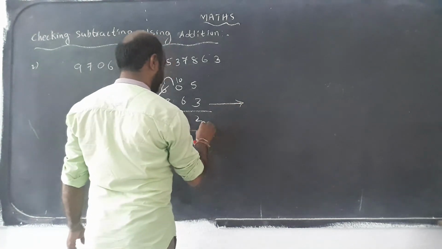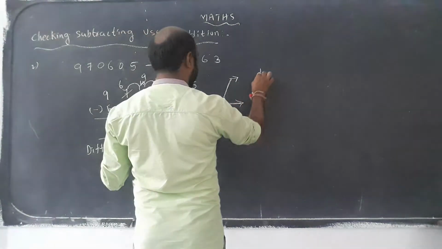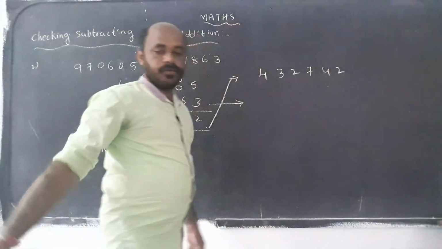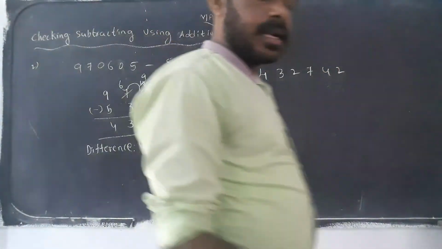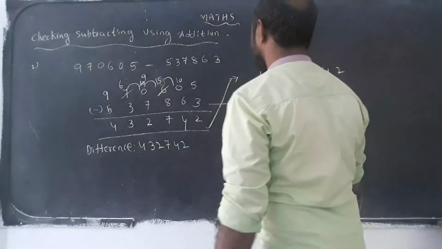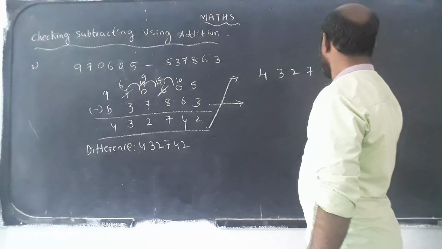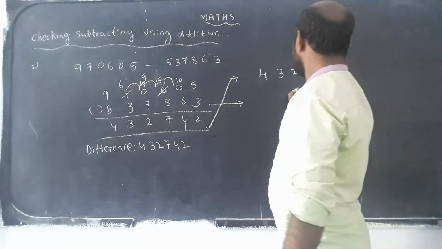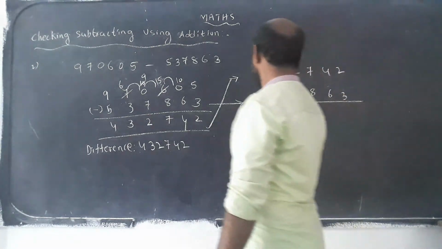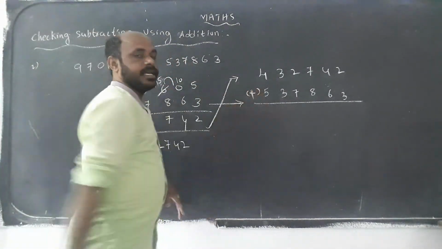Then write, check with addition. We got the difference 4,32,742. Then see here, the next one is 5,37,863. Then what we have to do next is addition.